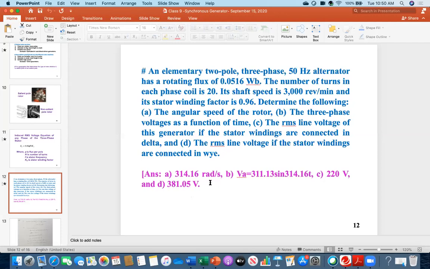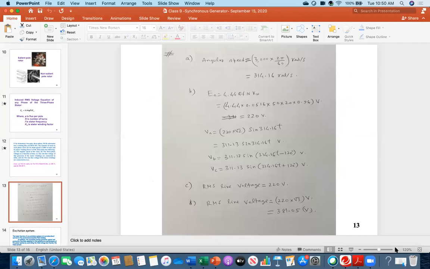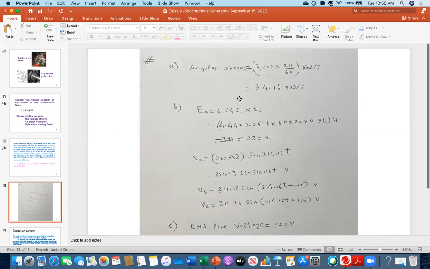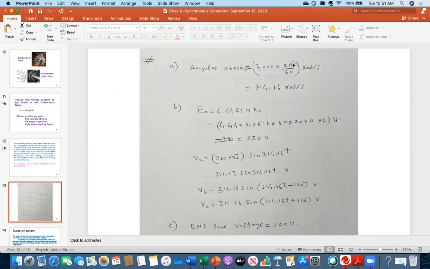So I have written down the answers here, and then in the next slide, I have solved that one for you. First of all, the angular speed. In fact, the speed was given. You see the third line: its shaft speed is 3000 revolutions per minute. So the first question is easy. You just convert into radian per second. That is the angular speed, convert into omega. So 3000 multiplied by 2 pi over 60. That is your radian per second. After calculation, you are getting 314.16 radian per second.